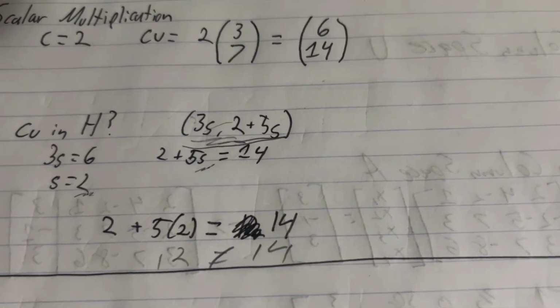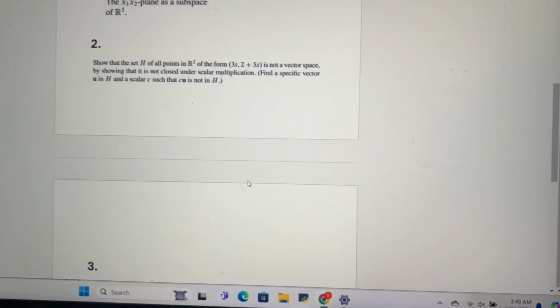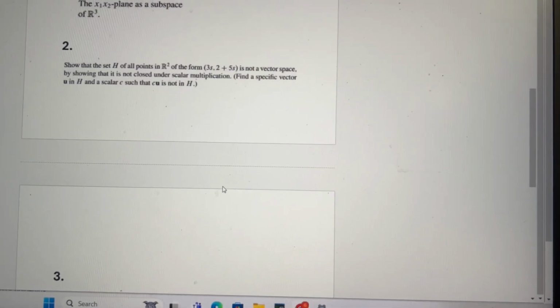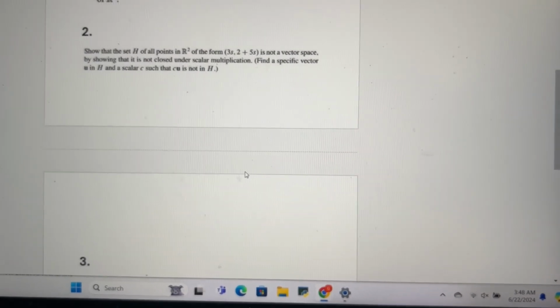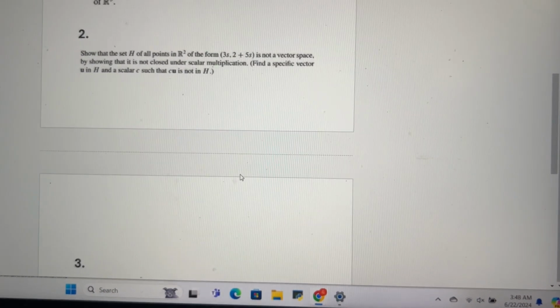So then we can see that the set H is not closed under scalar multiplication. And since it's not closed under scalar multiplication, it is not a vector space.